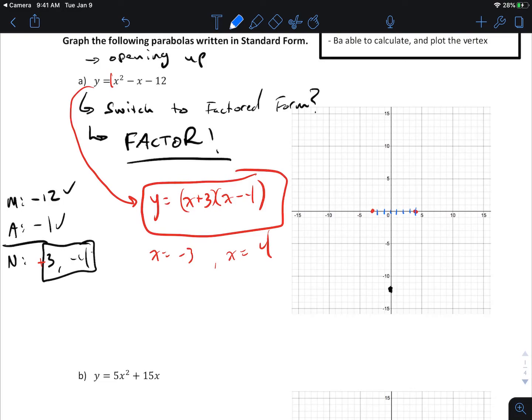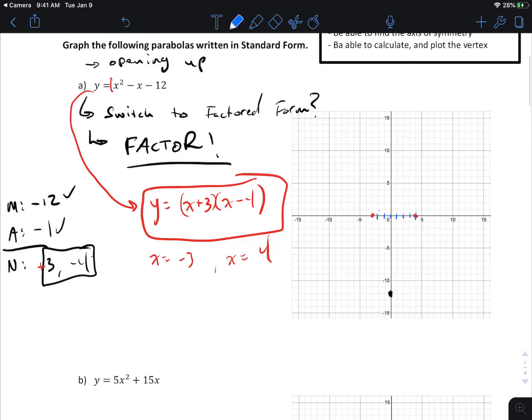on either side, right? So I'm going to start at 1 and I'm going to go 1, 2, 3.5. Okay, so your axis of symmetry is at 0.5. Right? That's the AOS. That goes all the way down.